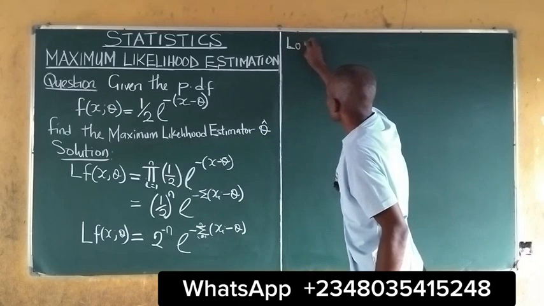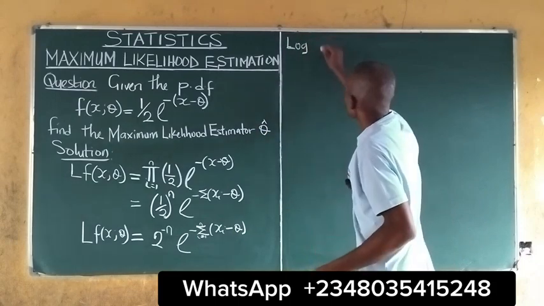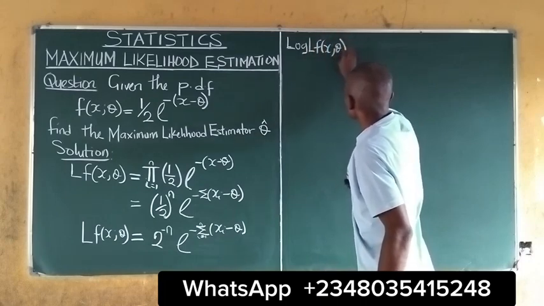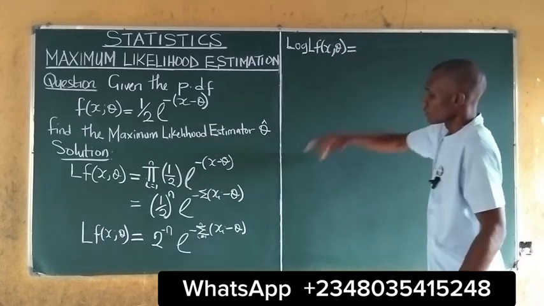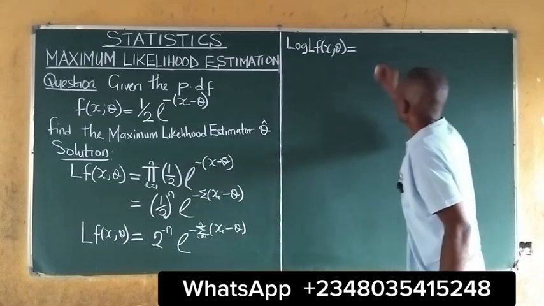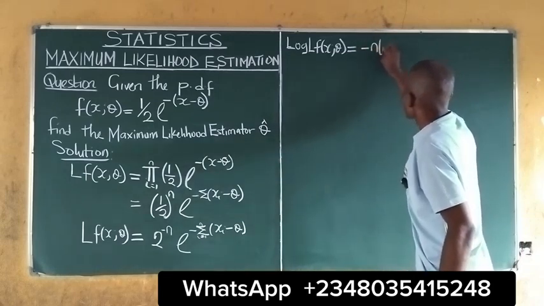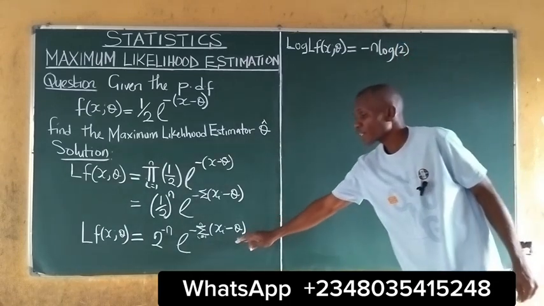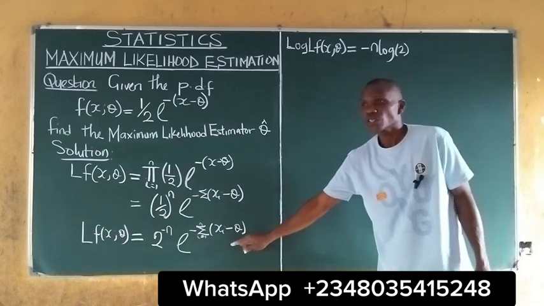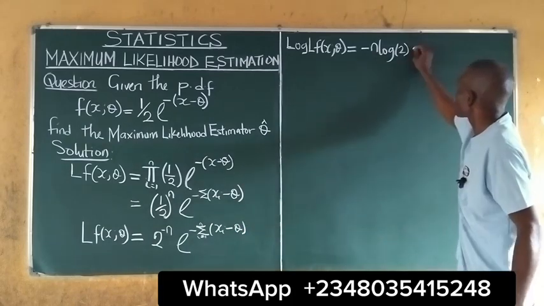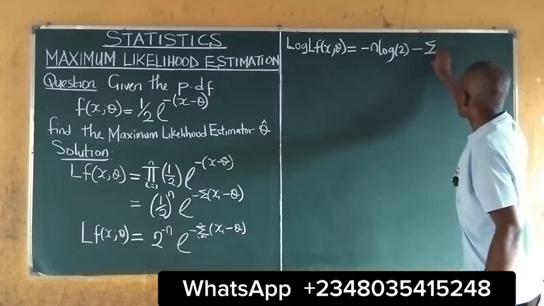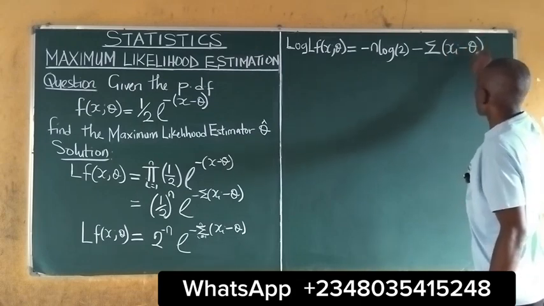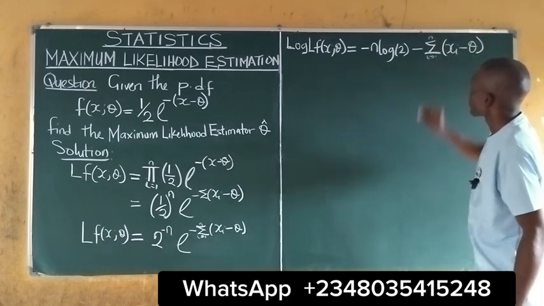So the next thing is to take the log. The log of the likelihood function is equal to, if we take the log of this, we'll have negative n log 2. If we take the log of an exponential function, you get that same function. So we get negative summation of xi minus theta. So this is what we'll get.